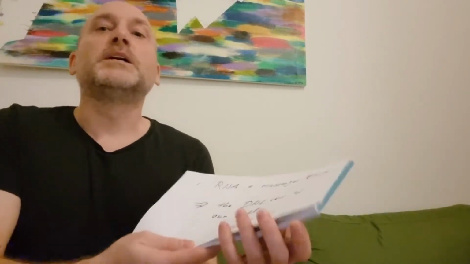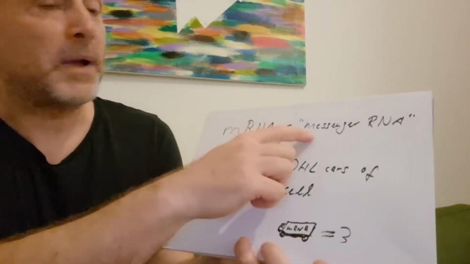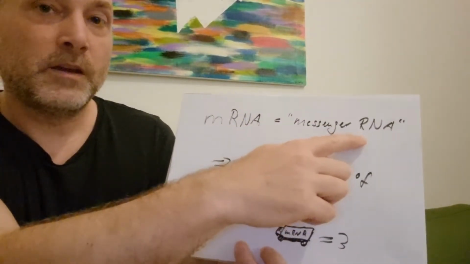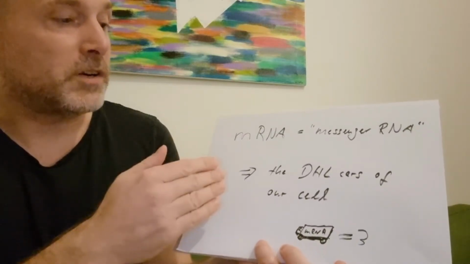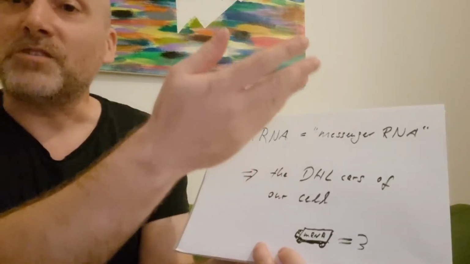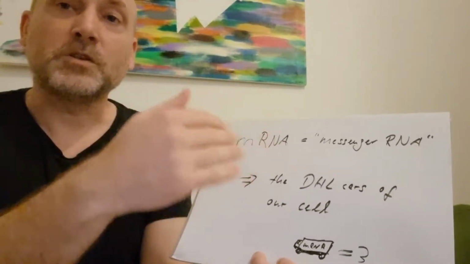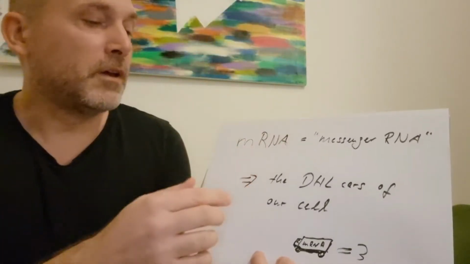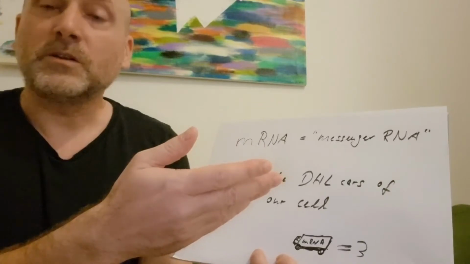What is mRNA? mRNA stands for messenger RNA, which essentially means that this messenger RNA is kind of equivalent to the DHL cars that we have here outside, meaning they deliver important information to different places in the cell. So, in some way, you can call them the DHL cars of our cells.